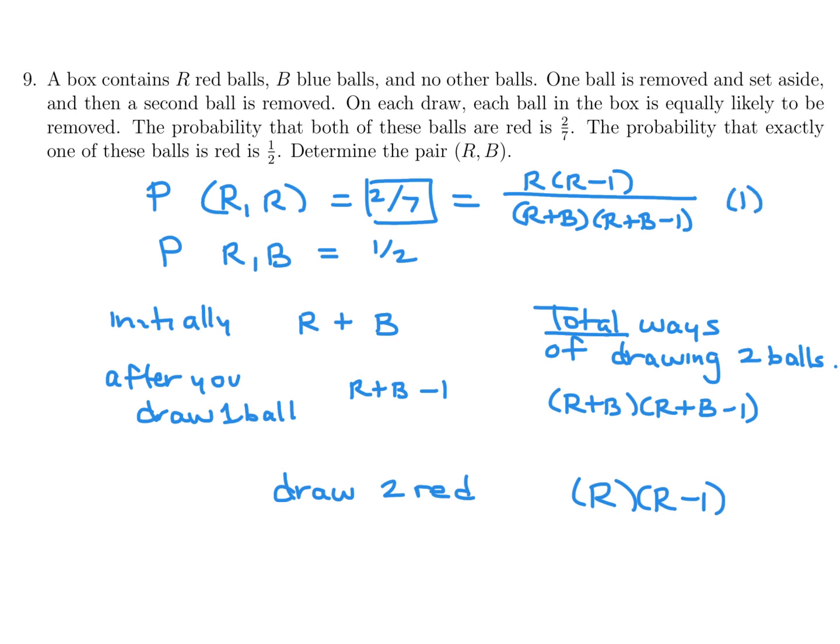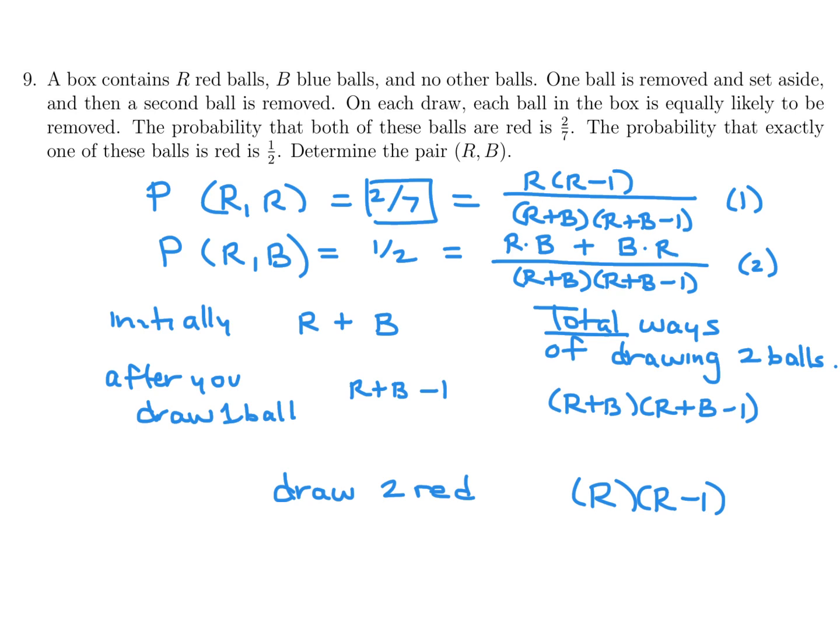And then in a very similar way, this 1/2, well, the denominator is going to be the total, so we put that in there, R plus B times R plus B minus 1, and that'll be equation 2. But the numerator is a little bit tricky, because to get exactly one red ball, you could have an R and then a B, or you could have a B and then an R. So you have R choices for the first ball, and then B choices for the second ball. But it could also have been that the blue ball was first, so B choices for the first ball, and then R choices for the second ball. So that's the setup for that half.